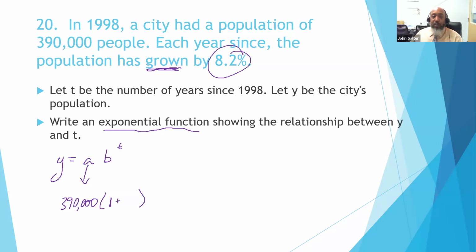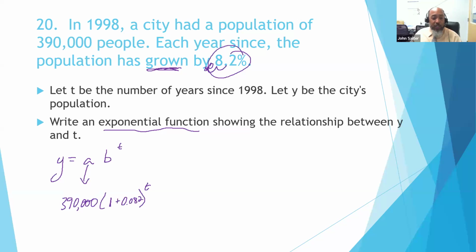So plus whatever my percent change is. My percent change is 8.2%, but I need that as a decimal. So I move the decimal point 2 places to the left and add a 0 in the gap. So it's going to be 0.082. And then raised to the t.